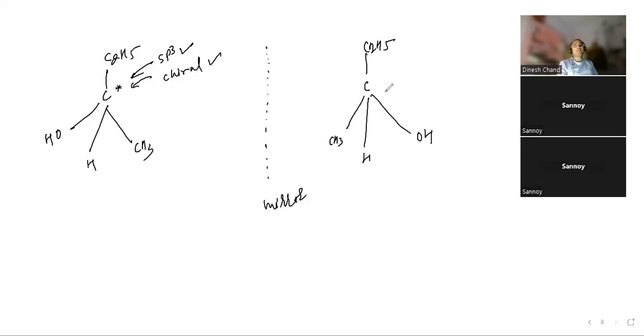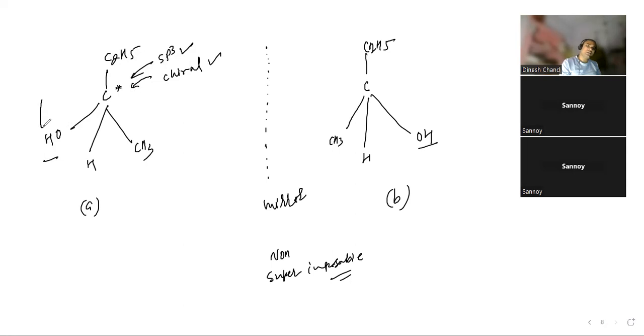If you take this one and put it on this, A and B, this OH is on the right side here and on the left side there, so they cannot be superimposed. They are non-superimposable. If they are non-superimposable, it will rotate light clockwise. Clockwise means right direction.